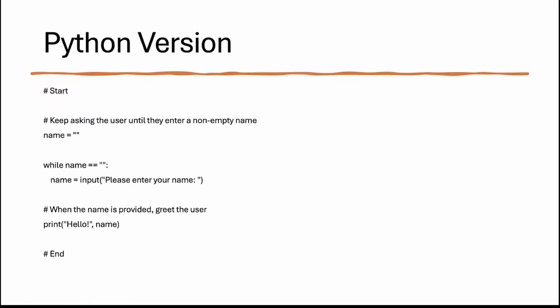And finally, here is the actual programming language version. Here I'm using Python. We're going to start with a comment, asking the user. We initialize a variable name, which is empty. While the name is empty, we're going to ask the user to enter your name. This while loop will stop when name is not empty, so it will break out of the loop. And when the name is provided, we simply print hello name and end the program. That's also just a comment.